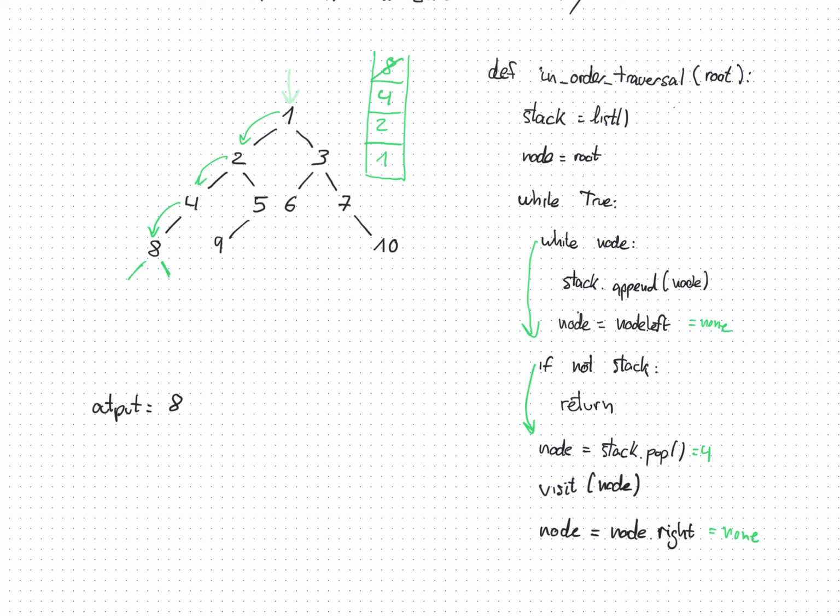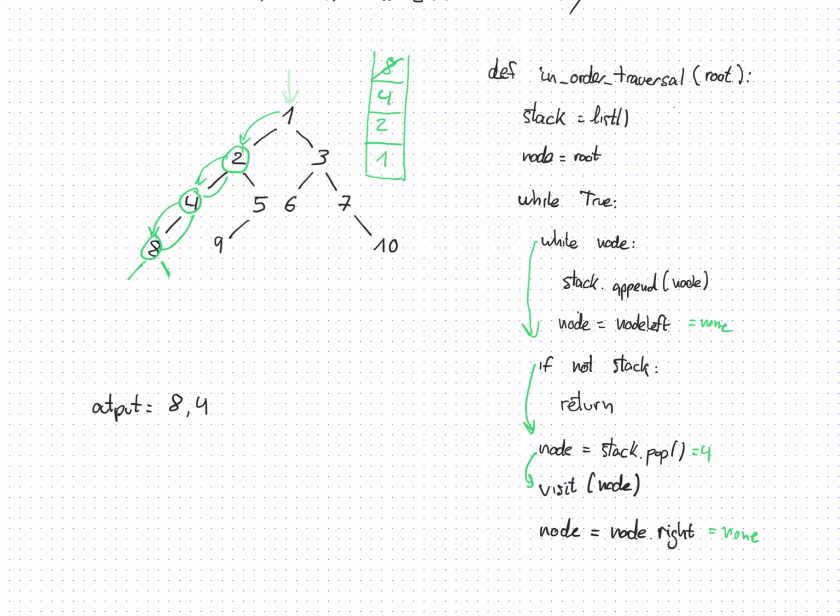Okay, so this is 4. So now we would print 4. So this one we have visited, and now we are visiting 4. Okay, so we have visited it, and now we again try to do node.right, but there is no node.right. So we are going to pop the number 2 again. Then we are going to visit it.